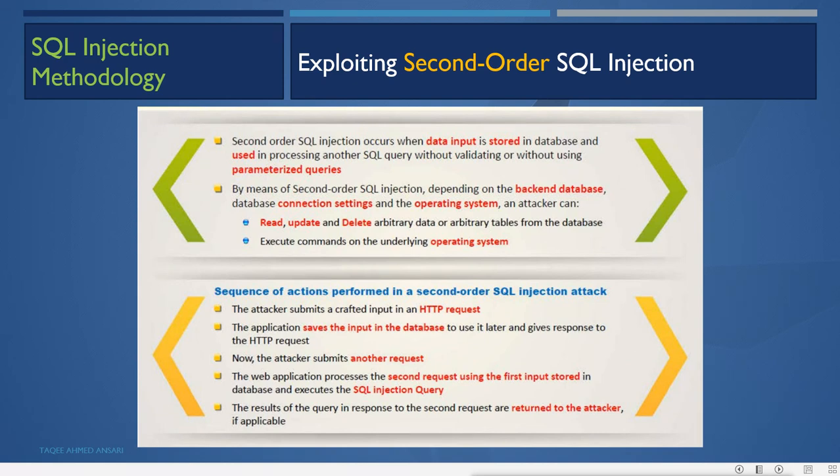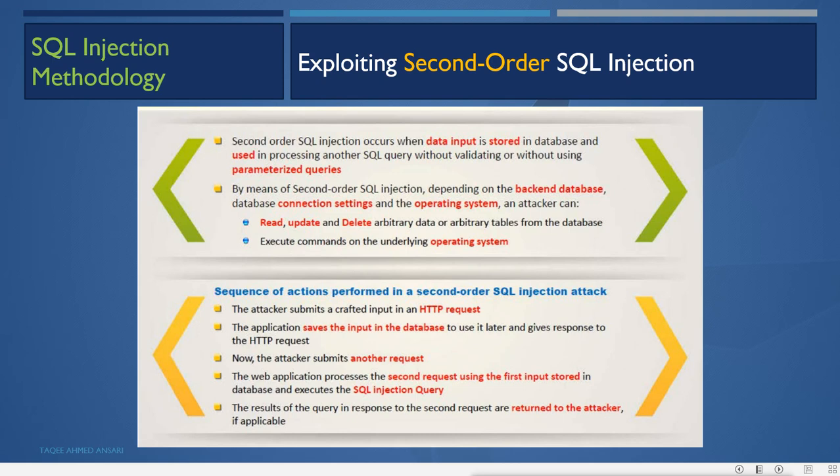Exploiting second order SQL injection. Second order SQL injection occurs when data input is stored in the database and used in processing other SQL queries without validating, that is, without using parameterized queries. By means of second order SQL injection, depending on the backend database connection settings and the operating system, an attacker can read, update and delete arbitrary data or arbitrary tables from the database, and also execute commands on the underlying operating system.